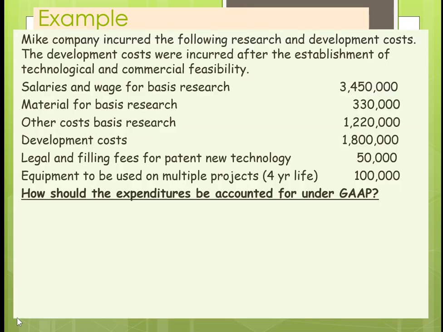All right, my company incurred the following research and development costs. We have salaries and wages, materials for basic research, other costs for basic research, development costs, legal and filing fees for the patent, and equipment to use on multiple products. So, here's something we do know. We know that the first three items, we would probably just expense those under GAAP and the International Standard.